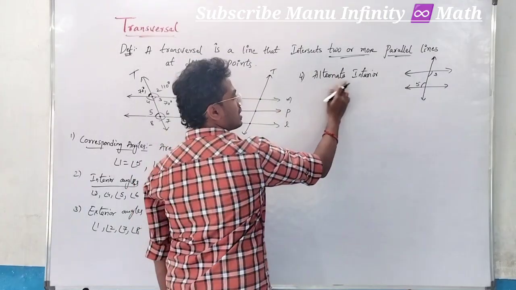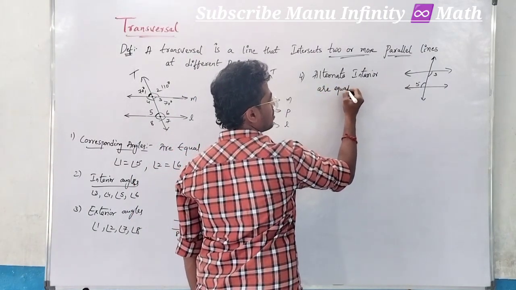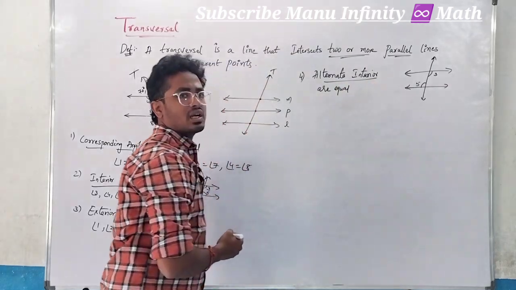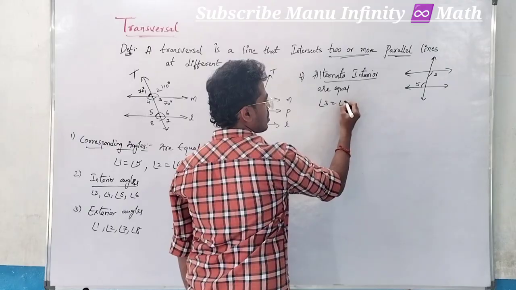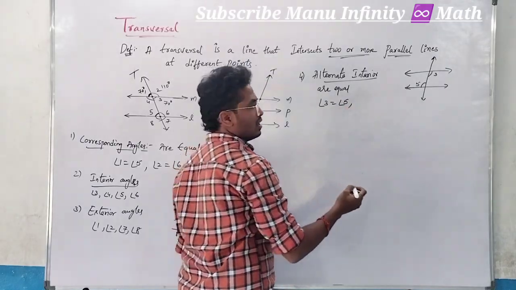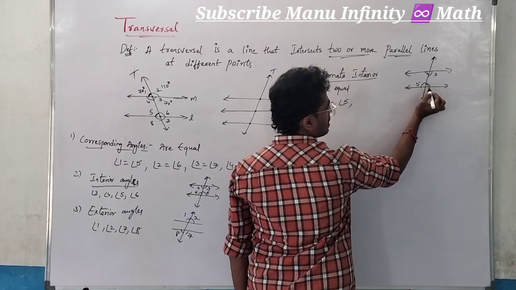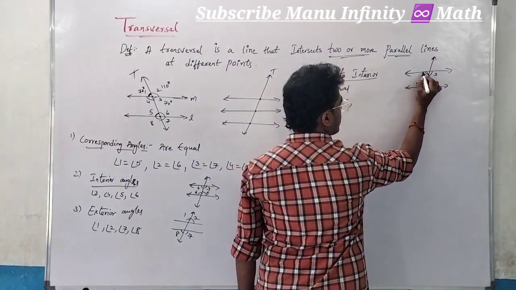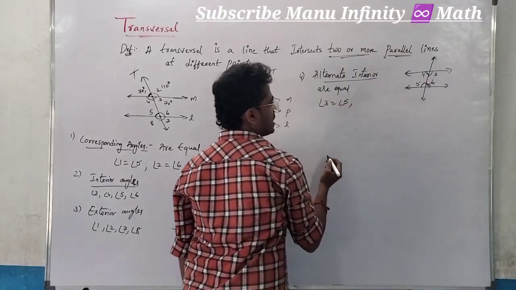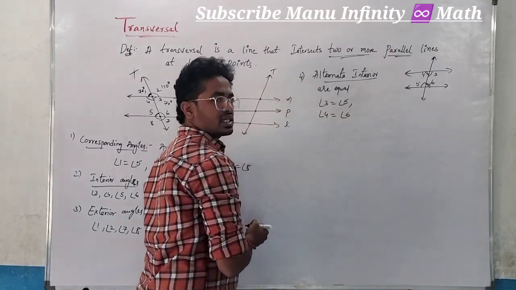So alternate interior angles are also equal. ఏమని చెప్తున్నాము? Alternate interior angles are equal. That means angle 3 is equals to angle 5. Similarly, for this angle, what is the alternate angle? This is alternate interior angle. So for 4, 6 is the alternate interior angle. So we can write angle 4 is equals to angle 6.